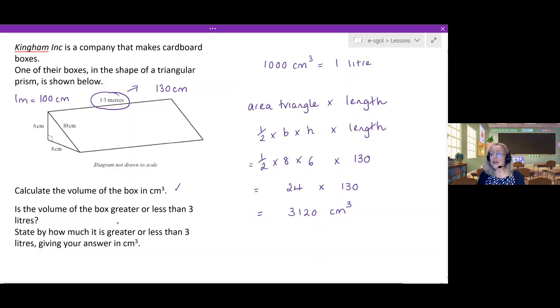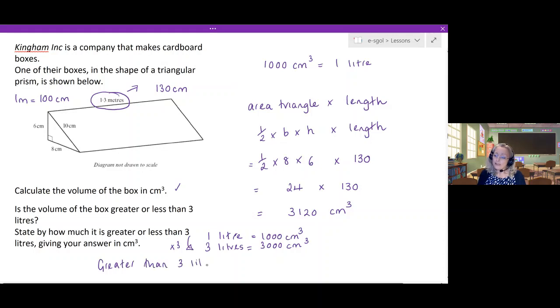Then it says, is the volume of the box greater or less than 3 litres? Well, if 1 litre is equal to 1,000 centimetres cubed, that means that 3 litres is 3 times as much. So that is going to be 3,000 centimetres cubed. And I can see that this is greater than that. There's more than 3,000 centimetres cubed here. So the answer to this is it is greater than 3 litres.